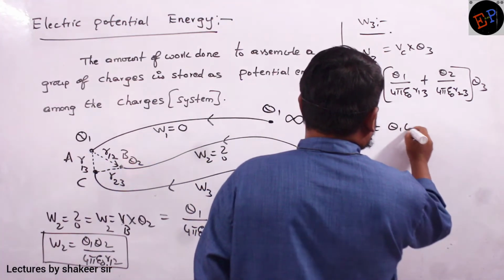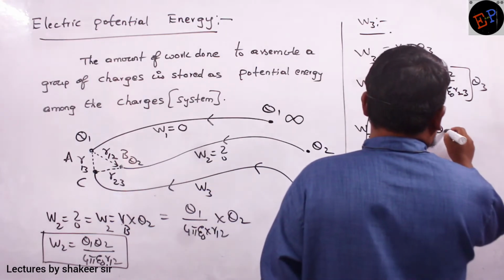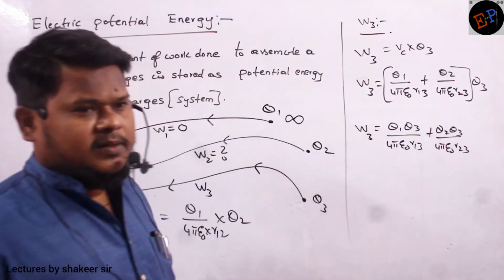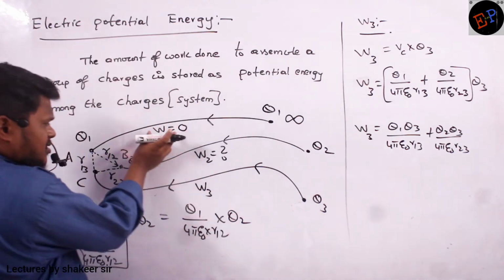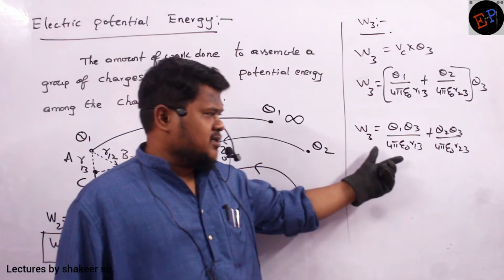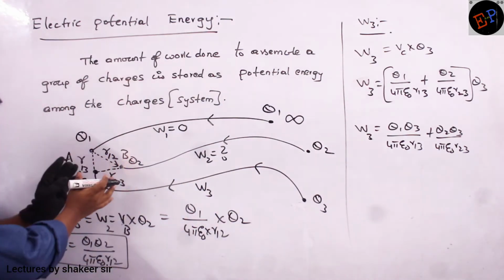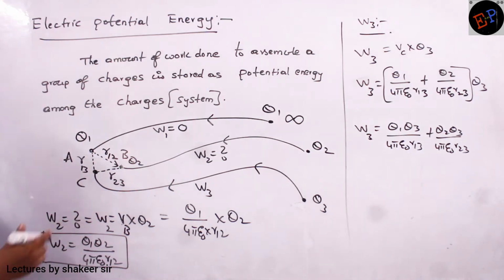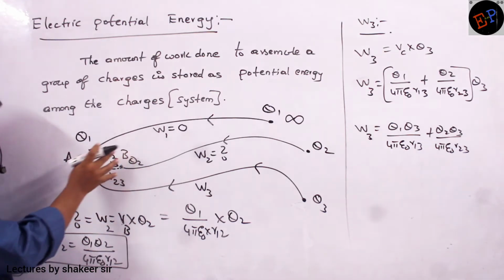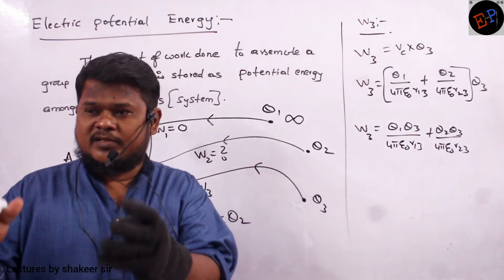So W3 is equal to Q1 Q3 divided by 4 pi epsilon naught into R13 plus Q2 Q3 divided by 4 pi epsilon naught into R23. To shift the first charge, we are not doing any work. To shift the second charge, I am doing this much work, and to shift the third charge, this much work. So to place all these charges in a configuration, meaning arrangement, the total amount of work which I have done will be stored as potential energy inside the system.